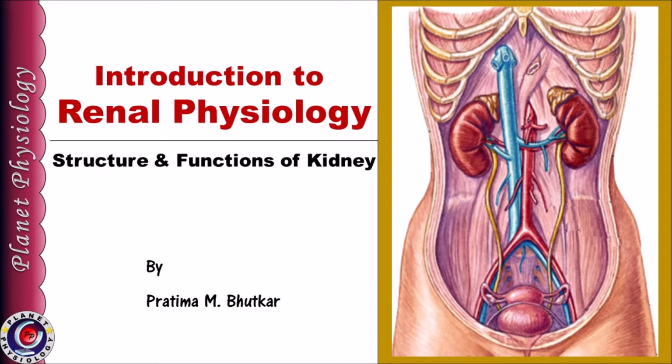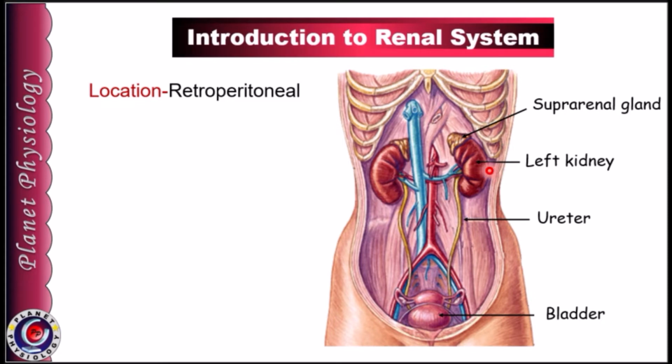Today we shall have Introduction to Renal Physiology, where we shall discuss physiological anatomy and functions of kidneys. Renal system includes kidneys, ureter and urinary bladder.